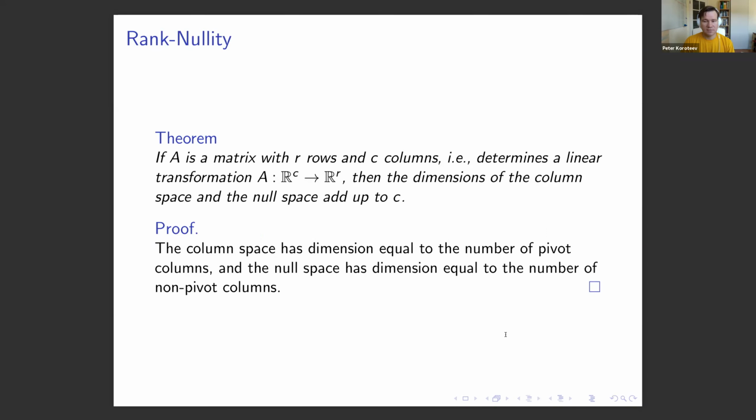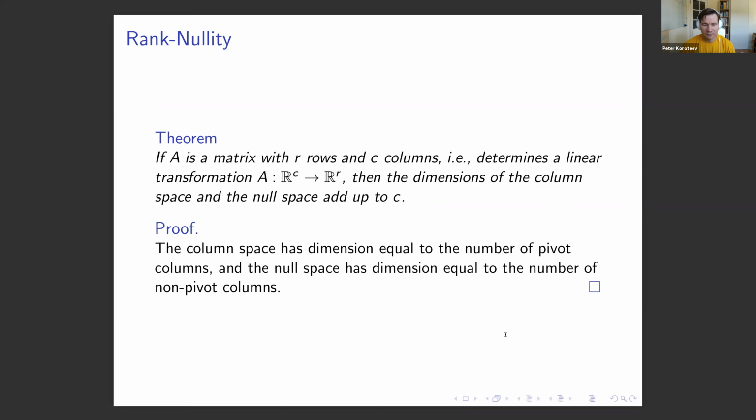A couple of theorems. First, the rank-nullity theorem. If A is a matrix with R rows and C columns, that is, it determines a linear transformation from R^C to R^R, then the dimensions of the column space and the null space add up to C. It's a beautiful theorem because the proof is literally one sentence.